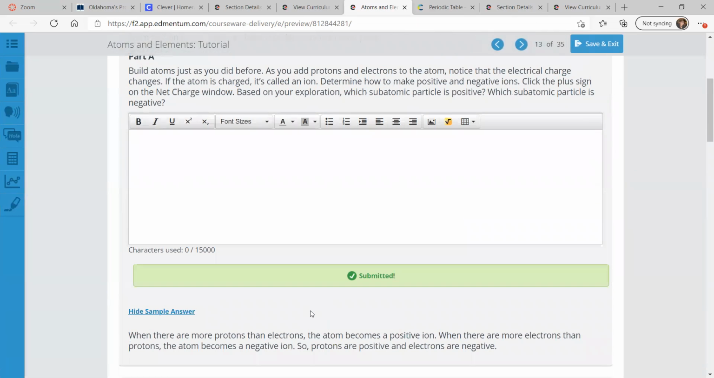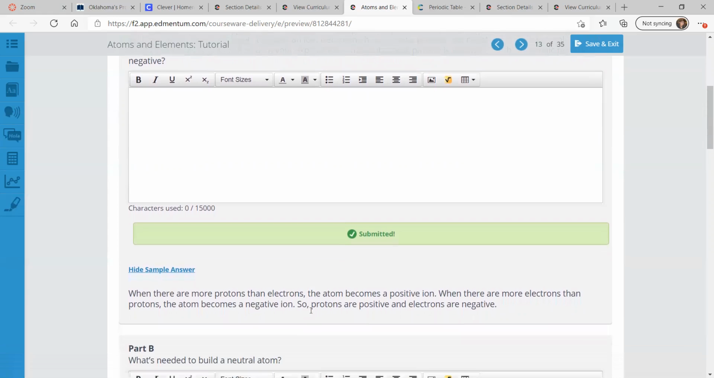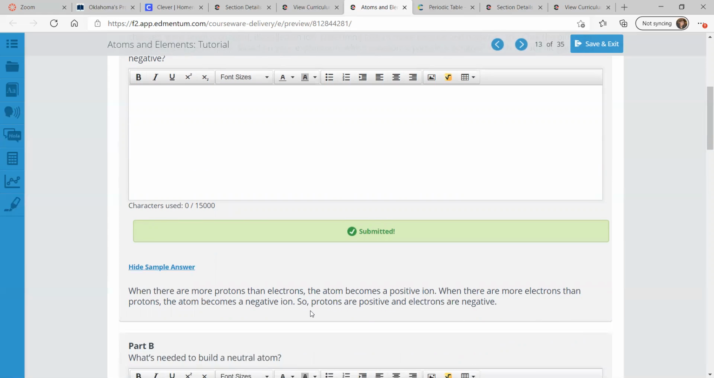And we saw before how adding electrons changed the electrical charge. If the atom is charged, it's called an ion. Determine how to make positive and negative ions. So when there are more protons than electrons, the atom becomes a positive ion. If there's more positive subatomic particles than negative, it's a positive ion.